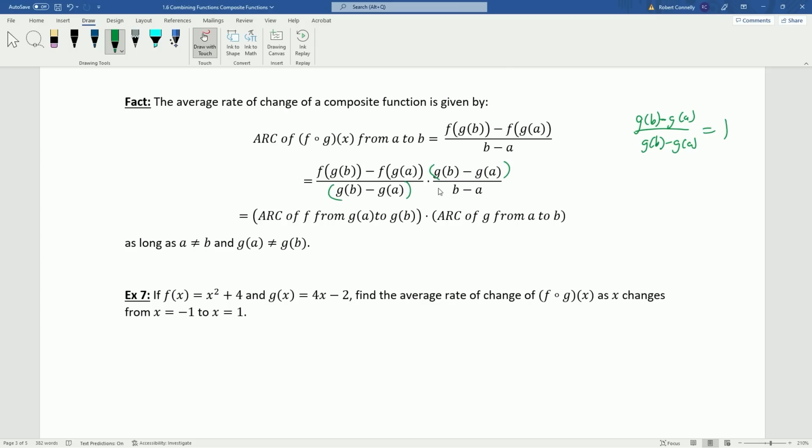But what this lets us see is that the average rate of change of f composed with g is the same thing as the average rate of change of f from g of a to g of b, times the average rate of change of g from a to b.